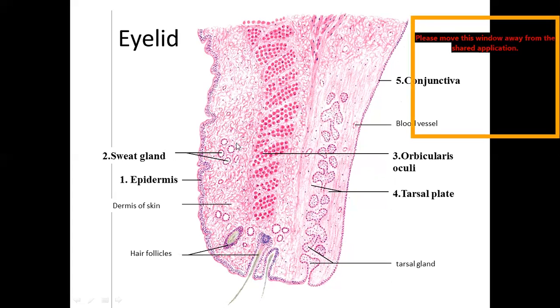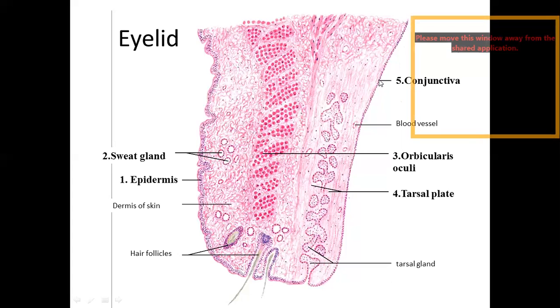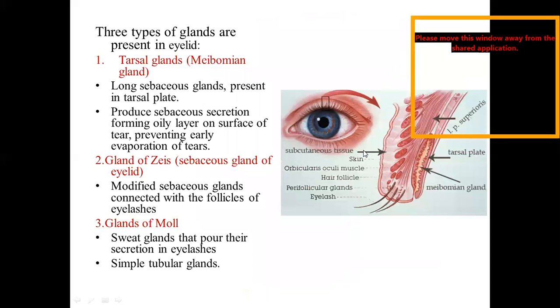Just beneath that, you get the sweat glands in a loose connective tissue. This is a loose connective tissue, second layer. Then you have the muscle coat. That's the opening, closing of eyes, blinking, all this will be caused by this skeletal muscle, orbicularis oculi. Then you have the tarsal plate, in which there are many glands of eyelid. And then you have the last layer, that is palpebral conjunctiva. So histologically, you will see the structure like this, 5 layers.